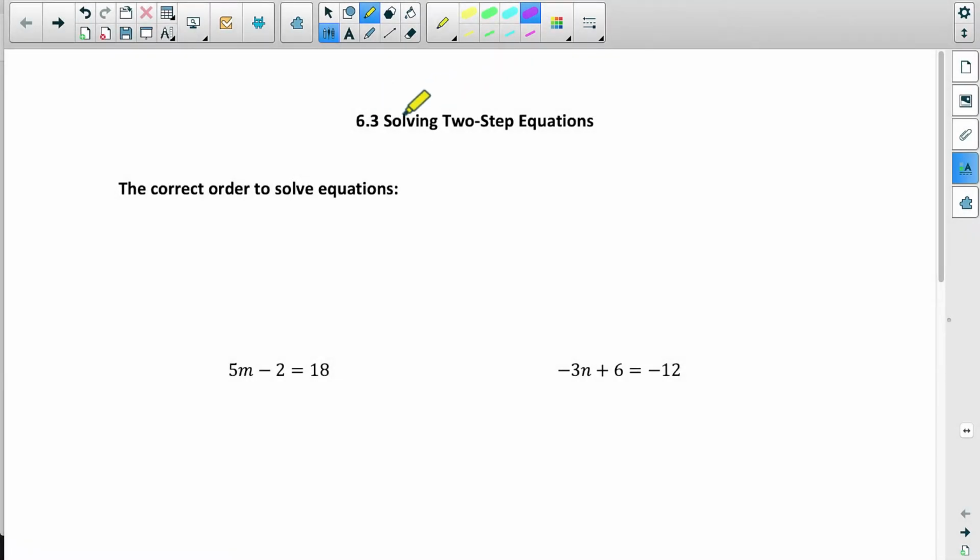Okay, today we're going to continue on with solving equations, but today we're going to do two-step equations. In fact, I think there's even a couple three-step equations at the end. So we need to introduce you to a new rule. Last time, what were the things we talked about?